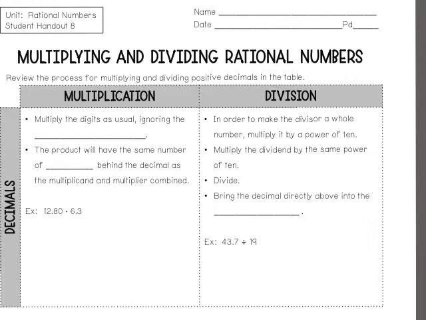We are going to review today how to multiply and divide rational numbers. We're going to start off with our guided notes. It says, review the process for multiplying and dividing positive decimals in the table. Multiply the digits as usual, ignoring the decimal point.